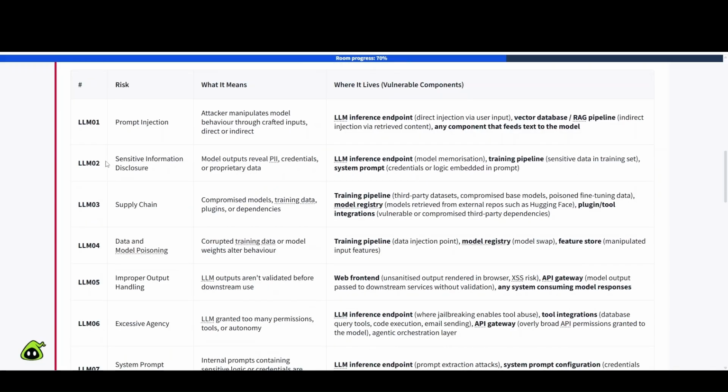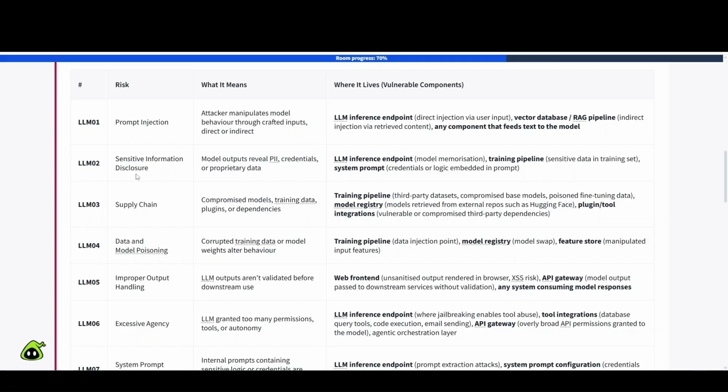Okay, so let's take a look here. On the chart or table here, we've got the number, or which item it is for LLM. We've got the risk, what it means, and where it lives, the vulnerable components. So the first one here, LLM 01, prompt injection: the attacker manipulates model behavior through crafted inputs, direct or indirect. The LLM inference endpoint is affected by direct injection via user input; the vector database and RAG pipeline by indirect injection via retrieved content; and any component that feeds text to the model.